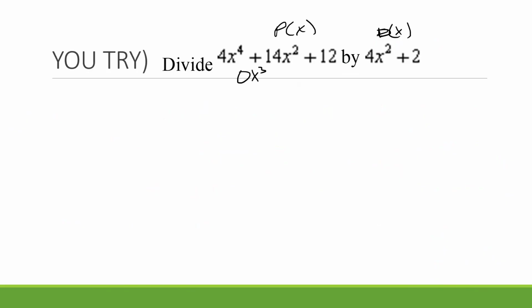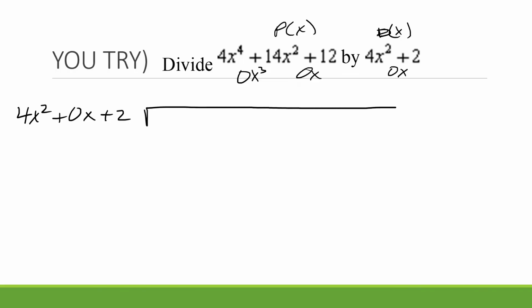And then what's missing between x squared and no x? Plus 0x. And then on this one, we have 4x plus 2. What's missing here? 4x squared plus 2. What are we missing? The 0x. So our setup should look like this. We should have 4x squared plus 0x plus 2 divided by 4x to the 4th plus 0x to the 3rd plus 14x squared plus 0x plus 12.